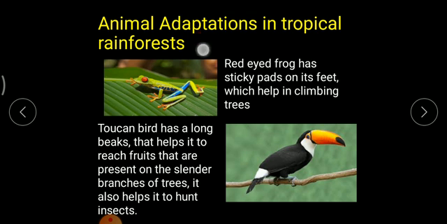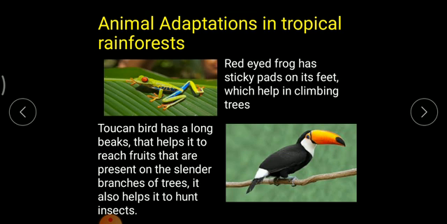Now, animals found in tropical rainforest. As you can see, this is a red-eyed frog. This red-eyed frog has sticky pads on its feet which help in climbing trees. Since this red-eyed frog is found in the tropical region, it has sticky pads. As you can see, this leg is sticky towards these leaves, and since they are sticky, they can climb over the trees and hunt insects and all.